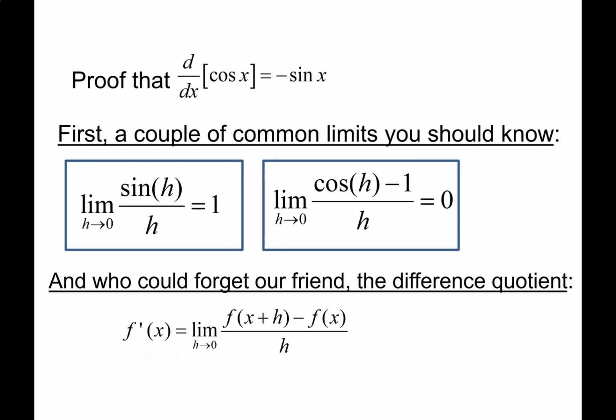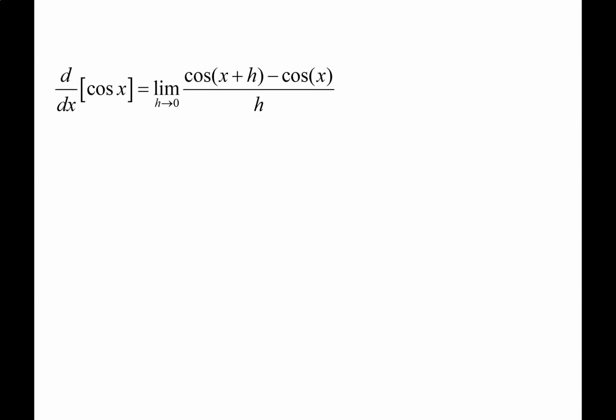Okay, let's try the same thing. And I'm giving you what the derivative of the cosine is. It's negative sine. We're going to use those two little common limits or identities, whatever you want to call them, that are going to help us out here. So again, I start off with my difference quotient. Limit as h approaches 0, f of x plus h minus f of x all over h, where my f of x, my function, is this cosine.